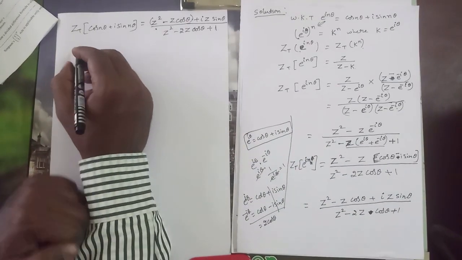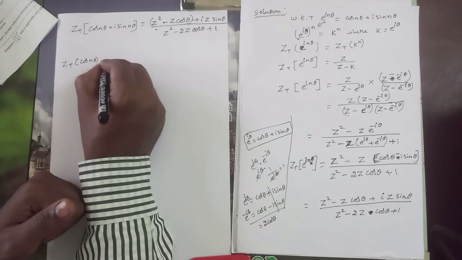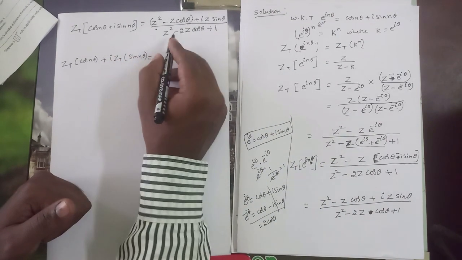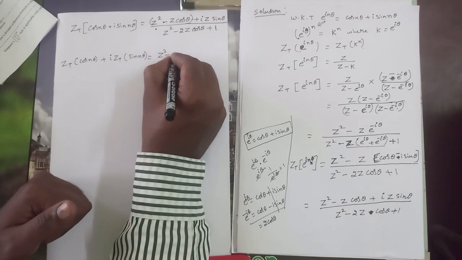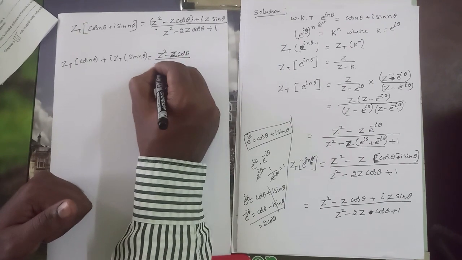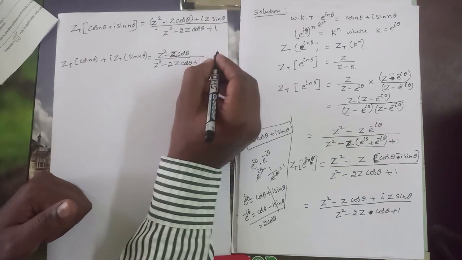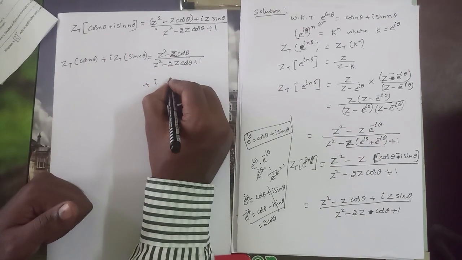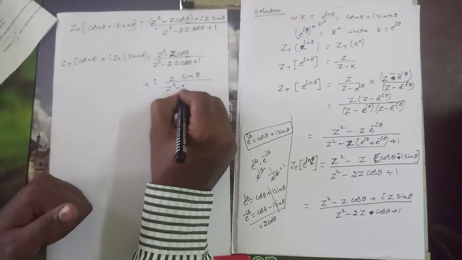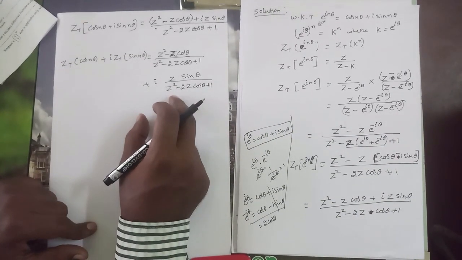Now here what do you get? This can be written as the z transform of cos nθ plus i into the z transform of sin nθ, equals, here also real and imaginary parts, separate this one. So what do you get? (z square minus z cos θ) divided by (z square minus 2z cos θ plus 1), plus i times z into sin θ divided by (z square minus 2z cos θ plus 1). So separating real and imaginary parts is also over.